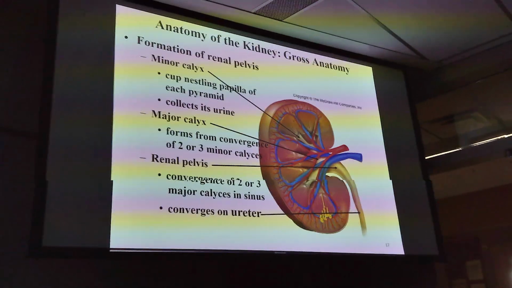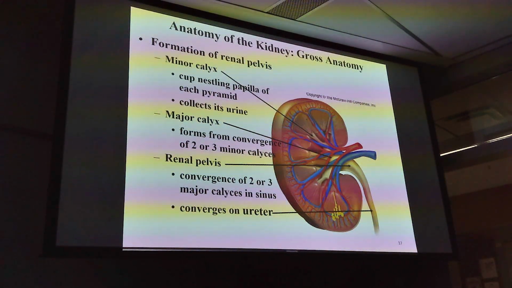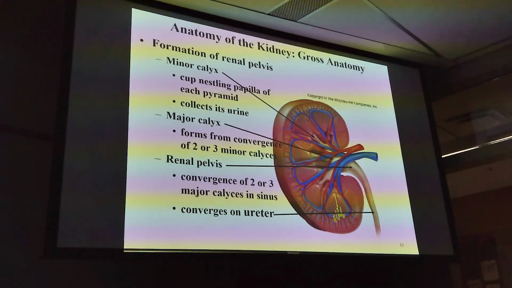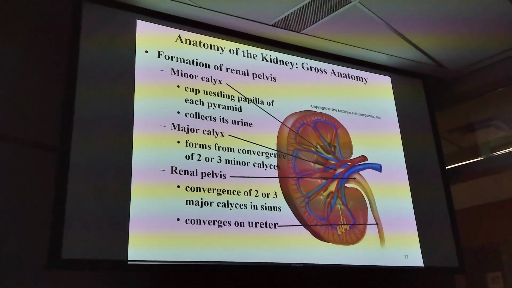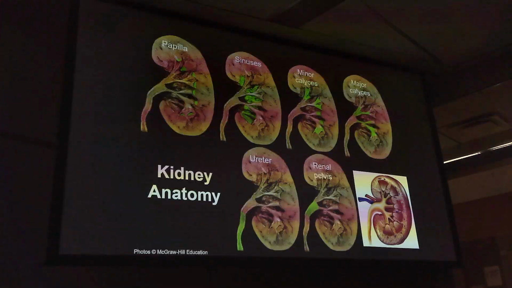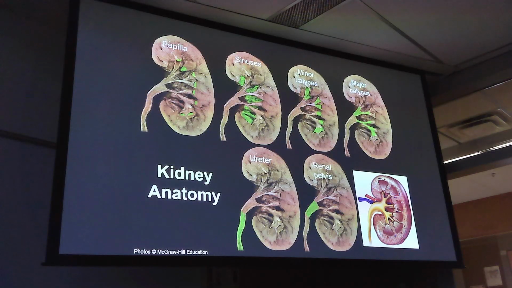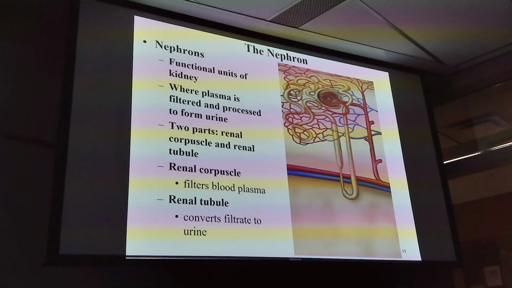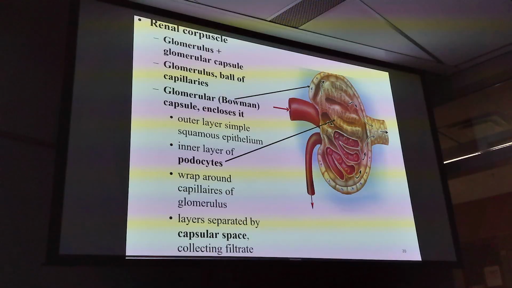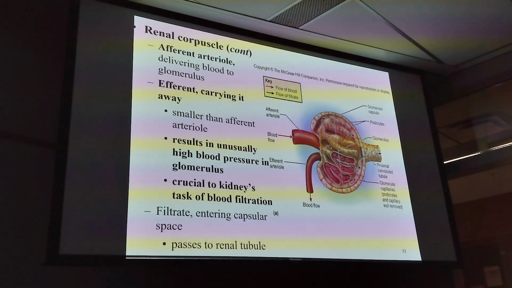And then we need to know the minor calyx, major calyx, renal pelvis. Make sure you look at the plastic model, because this is the kind of thing that's going to be on the next lab exam. Okay? And then we have the papilla, which is the top of the pyramid. Sinuses, I don't usually worry about, but the minor calyx, major calyx, renal pelvis, and ureter. You need to know those, okay? And then the nephrons, you need to know the different parts of the nephron. We have the renal corpuscle, the glomerulus, the Bowman's capsule, or the renal capsule, okay? The afferent and the efferent arteriole, why are they different sizes?